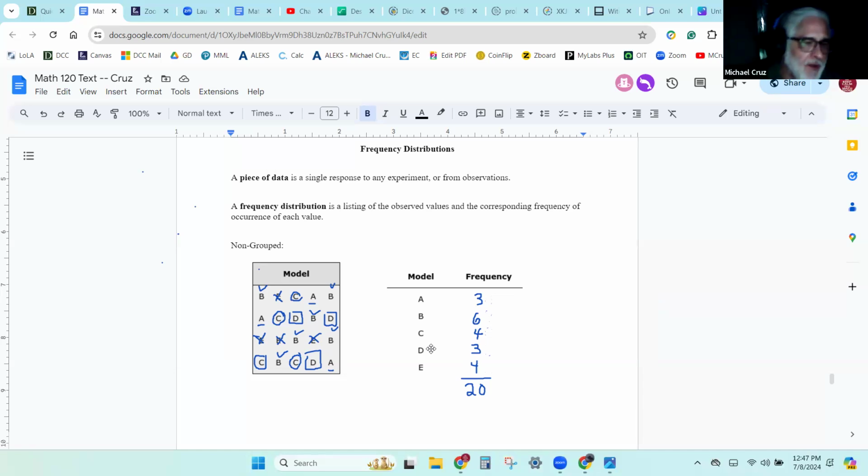The frequency distribution is a very important tool for statistics because, as I said, it allows us to have a snapshot of the makeup of the data. In this case, it tells us how many A's, how many B's, how many C's, how many D's, and how many E's, rather than just having the big block of stuff.